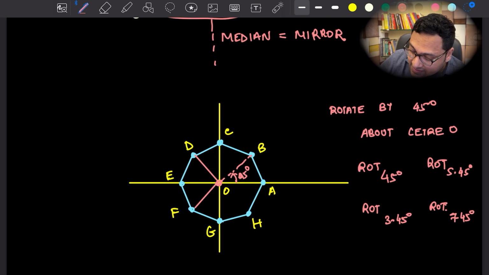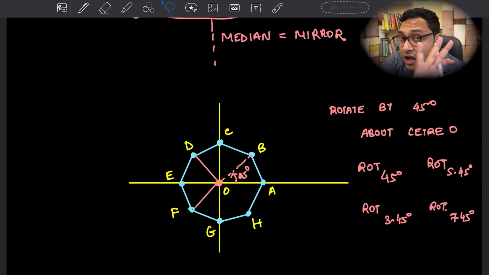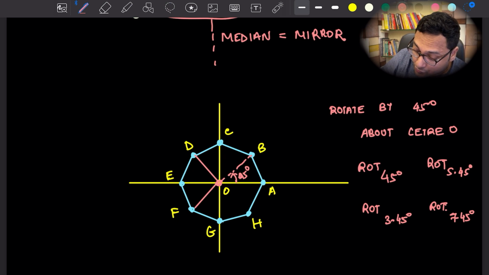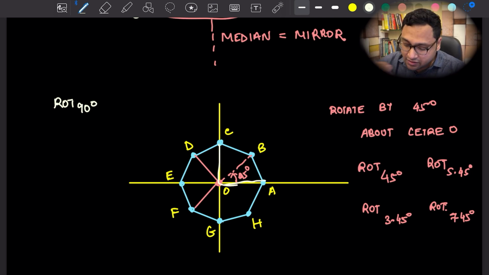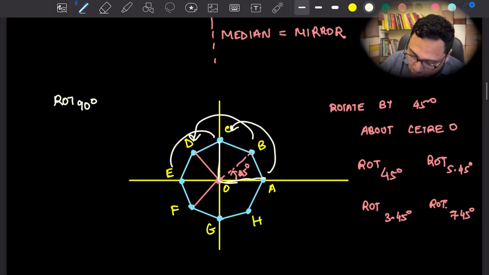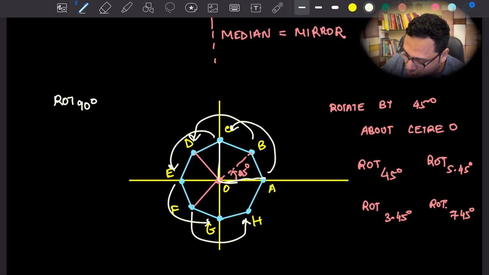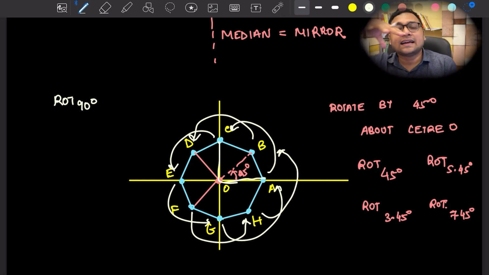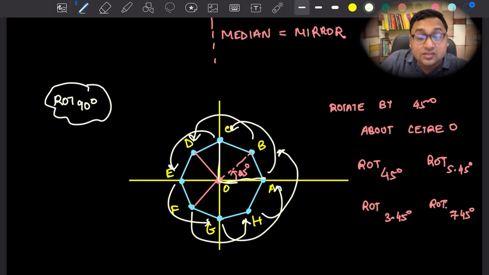My claim is that all these four, and there are other symmetries by the way. For example, rotation by 90 degrees is also a symmetry. If you turn by 90 degrees, A will go to C, B will go to D, C will go to E, E will go to G, F will go to H, G will go to A, and H will go to B. So the entire thing will turn by 90 degrees and you will get the octagon back. So rotation by 90 degrees is also a symmetry, but I'm not going to consider that rotation.